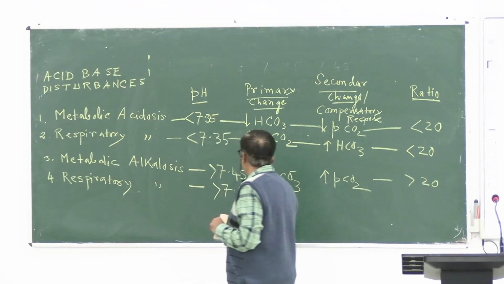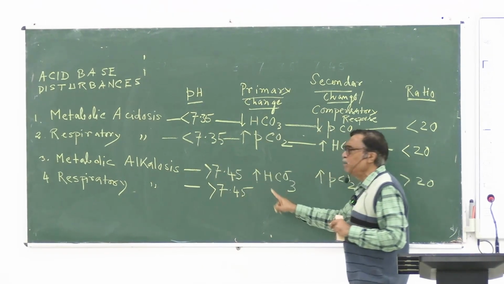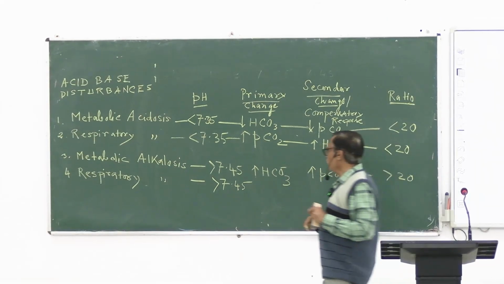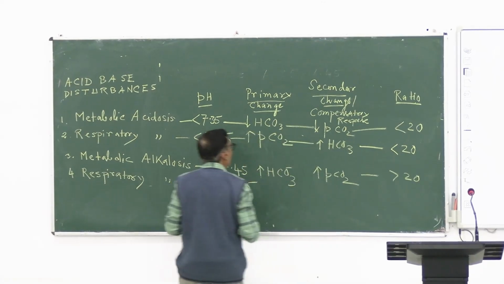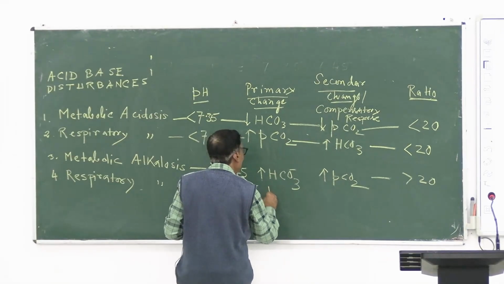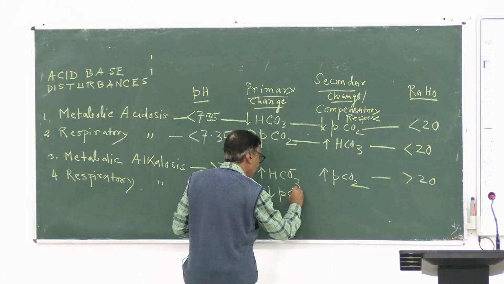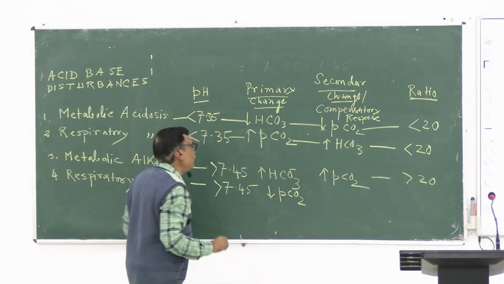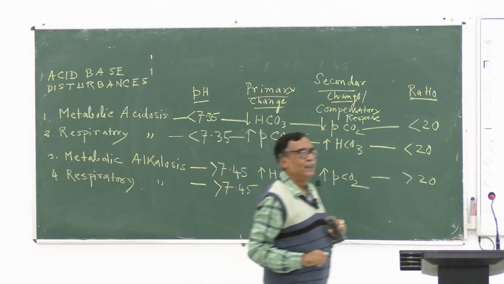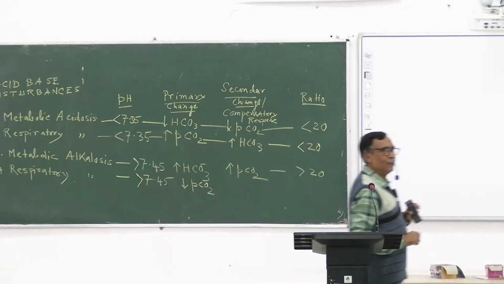Respiratory alkalosis. The primary change in respiratory alkalosis will be PCO2. So what will PCO2 be? PCO2 will be low. PCO2 will be low in respiratory alkalosis.